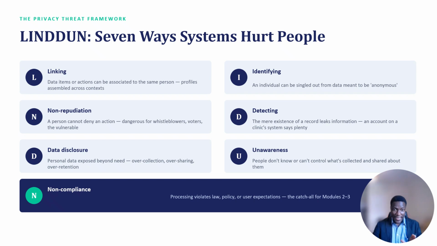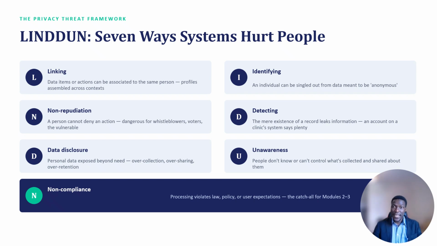LINDDUN, L-I-N-D-D-U-N, is a mnemonic for 7 privacy threat categories, developed at KU Leuven, and is now the de facto standard. I'm going to drop a link to the original paper where LINDDUN was published and advise you all to have a look to get deep insight about LINDDUN. Now, let's start from the first L, linking.